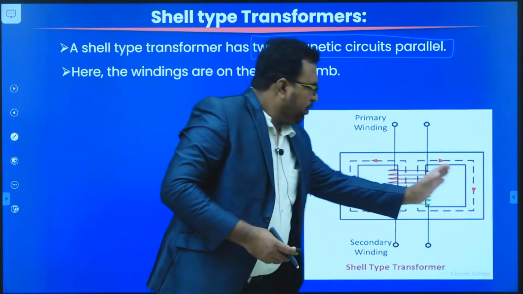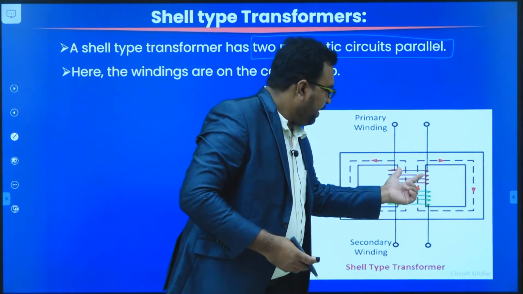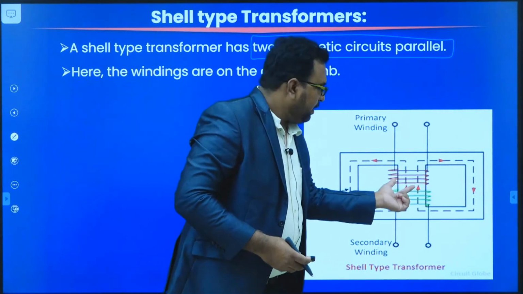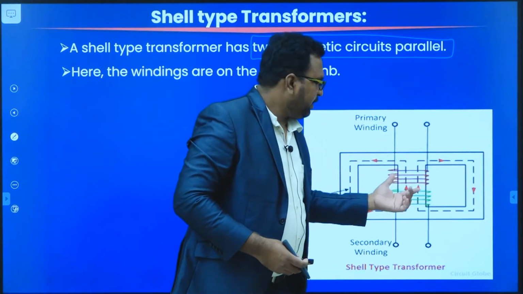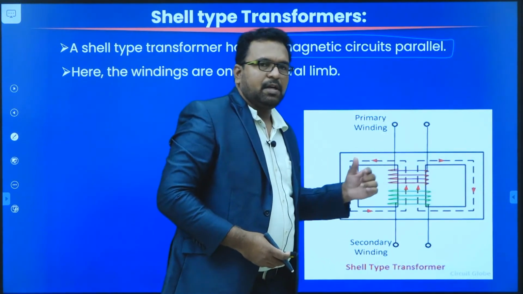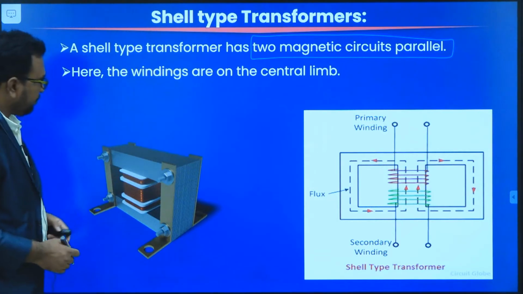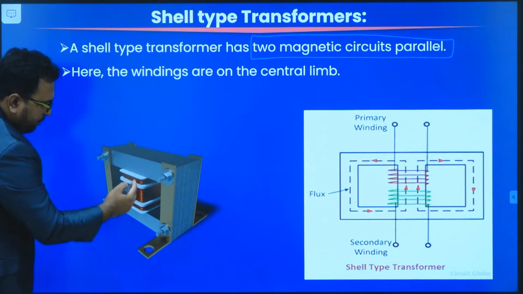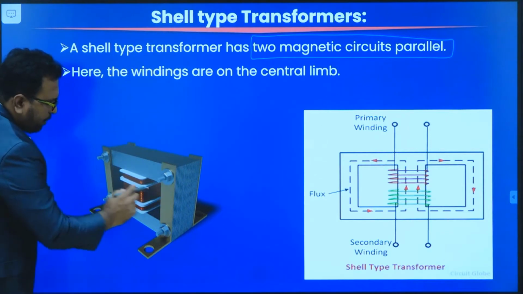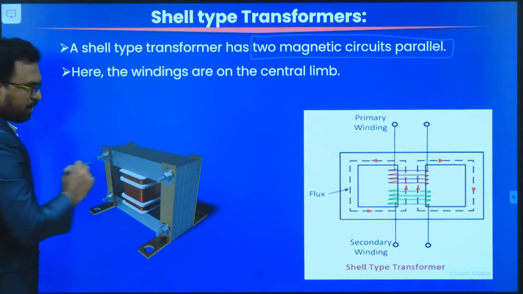So the core surrounds the winding. The winding is in the central part of the limb, and surrounding that winding we have the core. That's why here the core surrounds the winding. This is an example. The windings are placed in the central part of the limb, and surrounding that we have the core. That means here the core surrounds the limb.